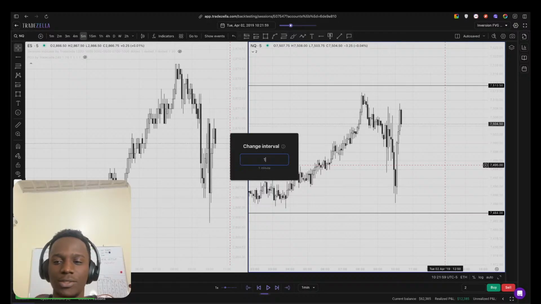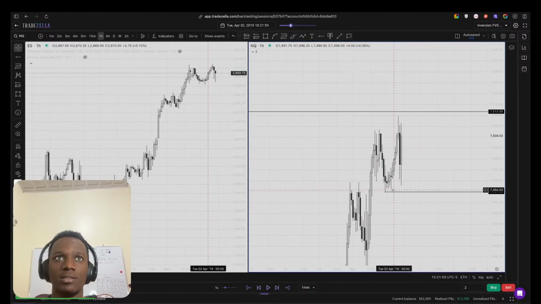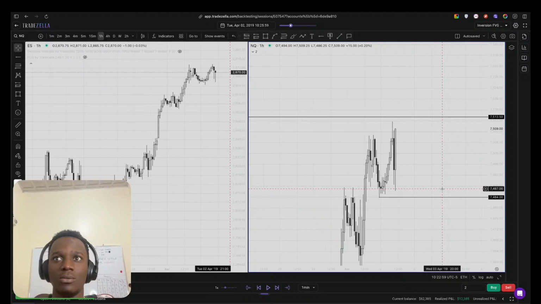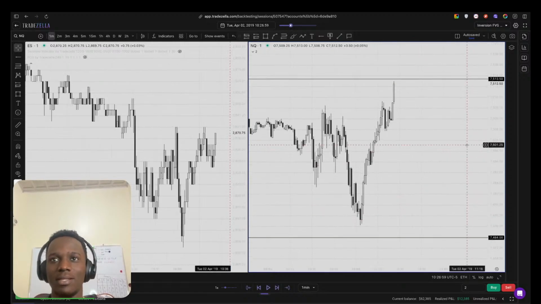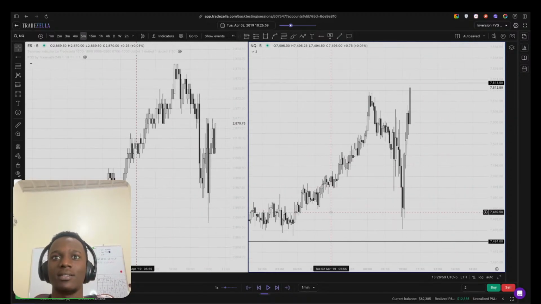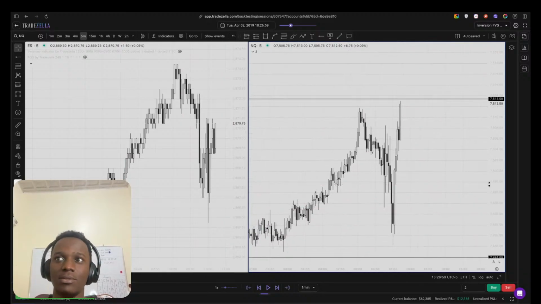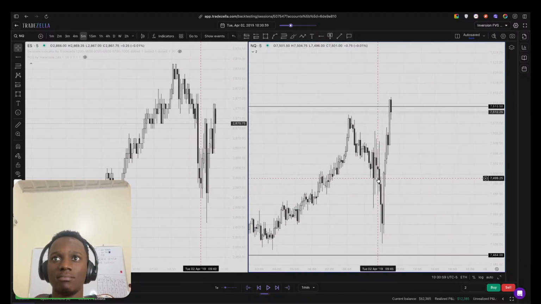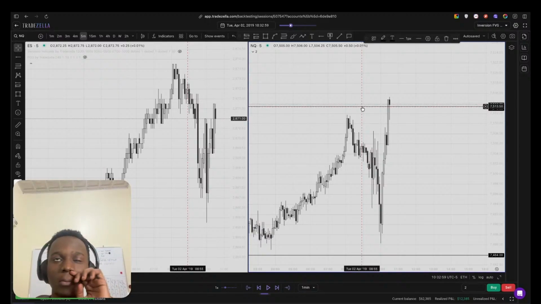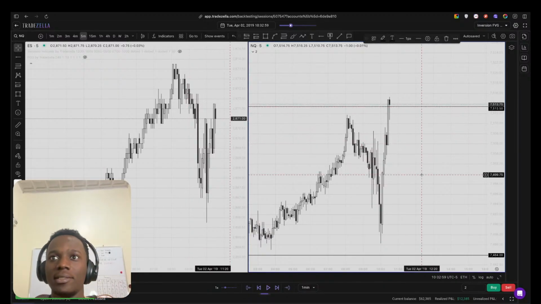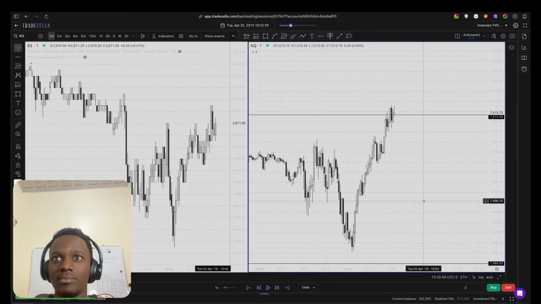Okay, that's a rejection I didn't expect. I'd have loved to see it go a little bit lower. Then it invalidates my bias again. So what I'd say, I'm good that I didn't take any impulsive trades. So we just have to wait and see.